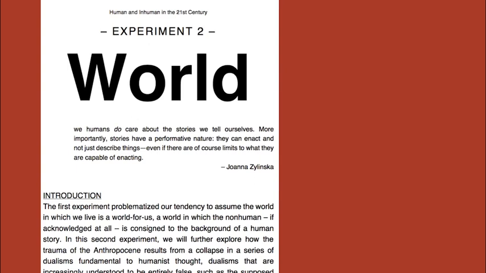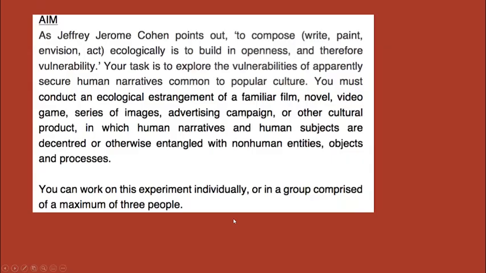And the point is underlined by Haraway, who says, storying cannot any longer be put into the box of human exceptionalism. Jeffrey Jerome Cohen has written that to compose ecologically is to build in openness and therefore vulnerability. To think disanthropocentrically is to shift beyond the green of environmentalism towards a complex, many-hued ecological sensibility.